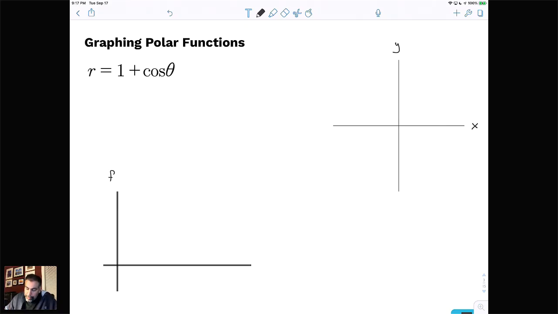I'm going to take it down here and make it what I'm used to. And that's f of x equals 1 plus cosine x. I'm going to pretend it's a rectangular graph, because if I can understand how the rectangular graph works, that's going to give me a lot of great insight as to how the polar graph works.